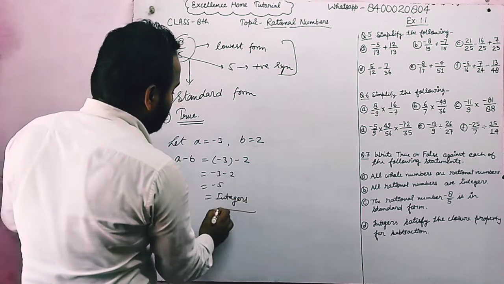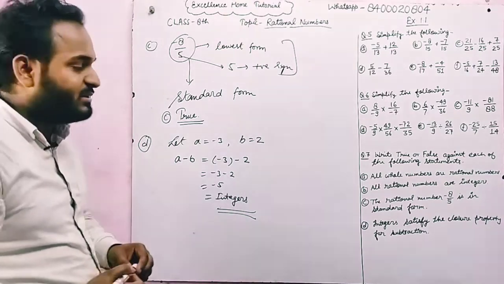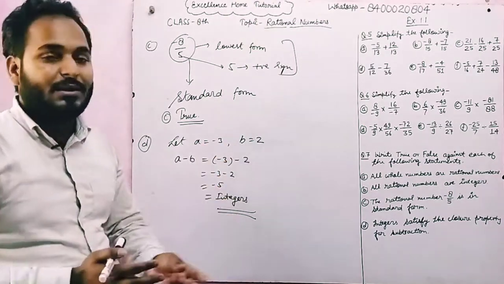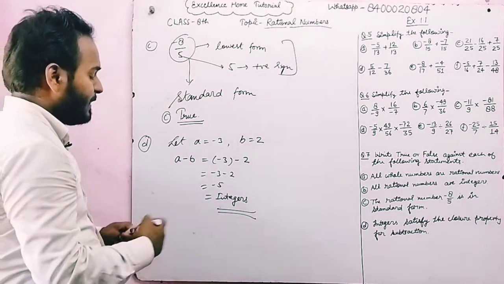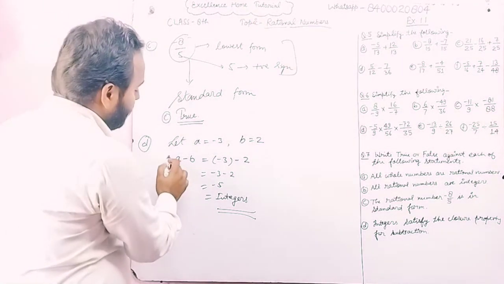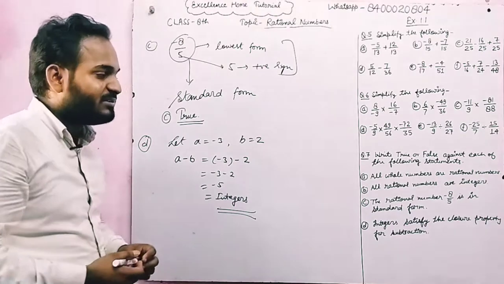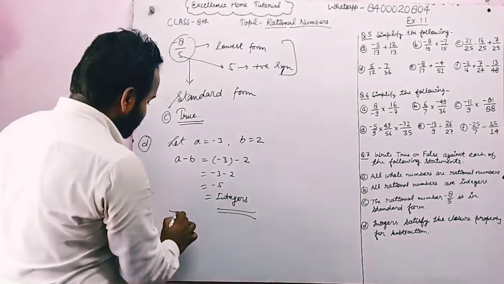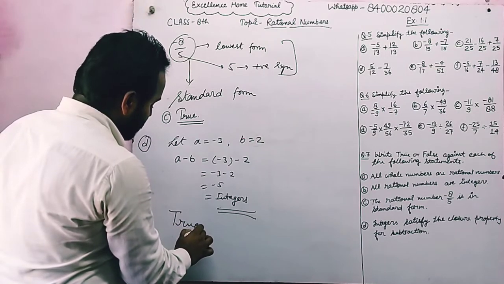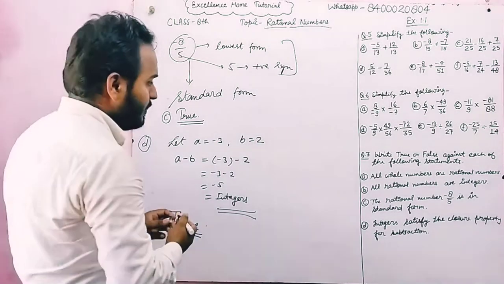Okay, we can take other examples of a and b for this proof. So for all values of a and b, integers satisfy the closure property for subtraction. So this statement is true. Okay.